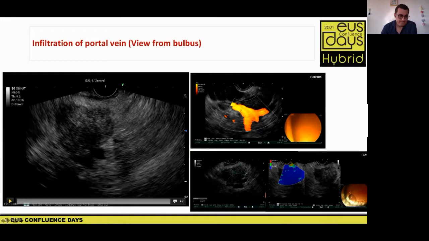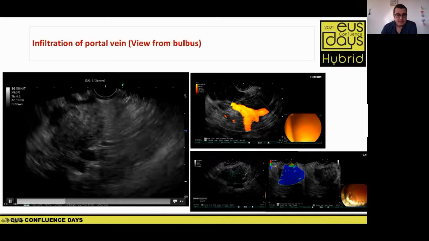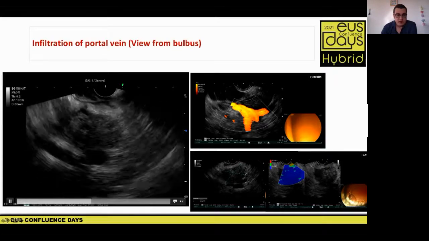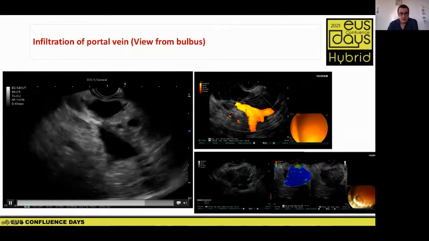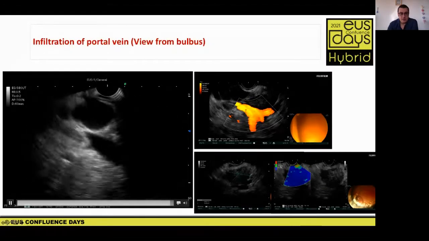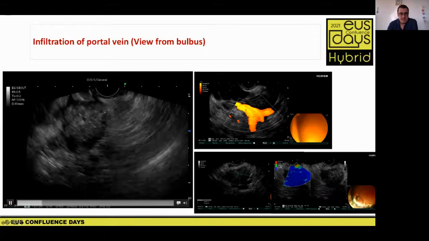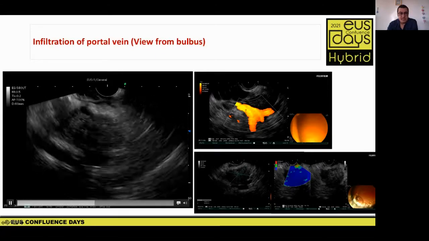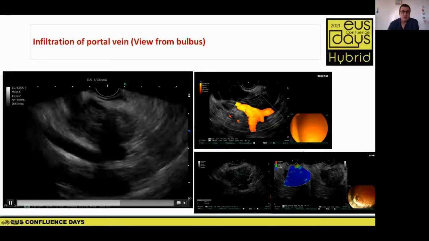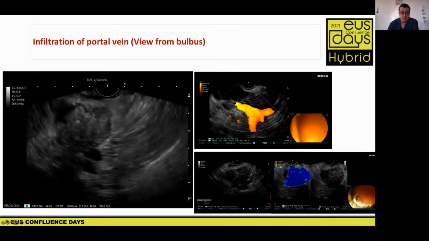Another case, let's see it dynamically. This is the tumor, and there are two vessels at the inferior side. Here you see one of them is the superior mesenteric artery, and the other one is the superior mesenteric vein, and you see the confluence here. So it affects the confluence in this case. If we watch it again, this is the SMA, and the SMA is also infiltrated by the tumor. This case infiltrates both the portal vein and also a small part of the SMA, the superior mesenteric artery.